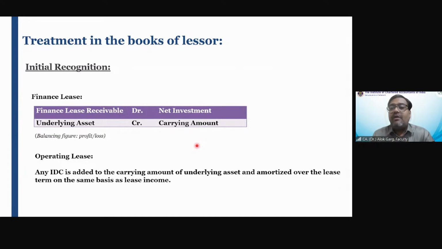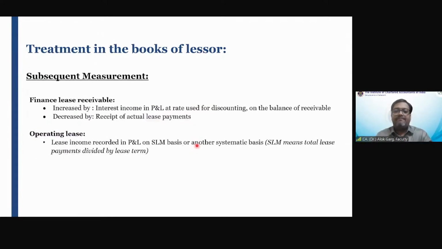If you have incurred any initial direct cost, that initial direct cost will be added to the cost of the underlying asset and it will also be amortized over the lease term. So the finance lease receivable will be increased by interest income in the P&L and decreased by the receipt of actual lease payments. In an operating lease, we continue to depreciate the asset and recognize the lease income on a straight line basis.